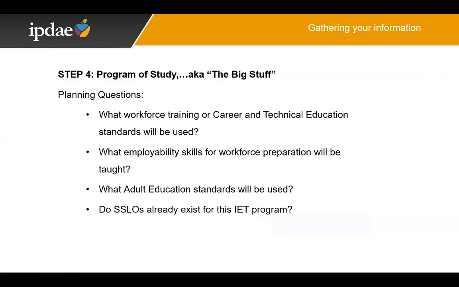All right, so here we are, step 4, which is the last but biggest step, the program of study. So I like to call this the big stuff because this is where the most thought and planning tends to go and probably should go. So this is the meat of the IET class, and what goes here should reflect directly to your program goals and purpose. So here are some planning questions that we want to ask ourselves.